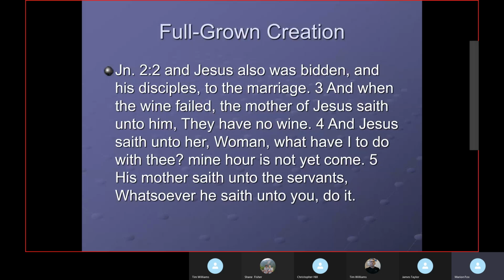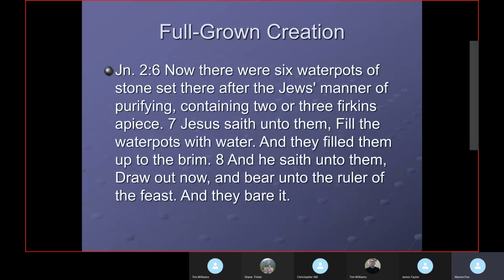And Jesus said unto her, Woman, what have I to do with thee? Mine hour is not yet come. His mother saith unto the servants, Whatsoever he saith unto you, do it. Now there were six water pots of stone set there after the Jews' manner of purifying, containing two or three firkins apiece. Now, if you study the firkins, we'll not go into it, but it was a pretty good amount of water here. Jesus said unto them, Fill the water pots with water, and they filled them to the brim. And he said unto them, Draw out now and bear unto the ruler of the feast, and they bare it.